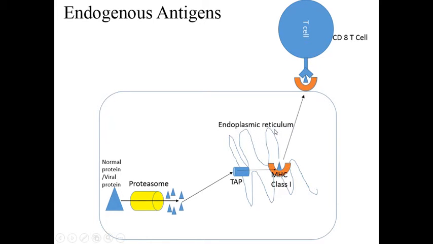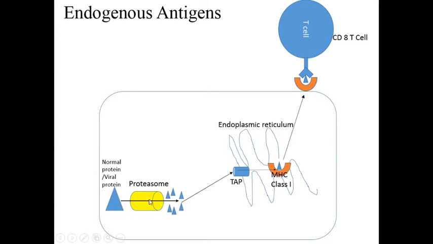So let that be here, and suppose this is a normal cell, or it can be a viral infected cell or a tumor cell. There are three possibilities, and we'll take the example of a viral infected cell. Suppose this is a virus infected cell, and this is a viral protein.